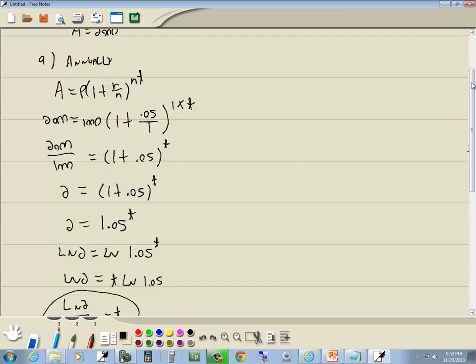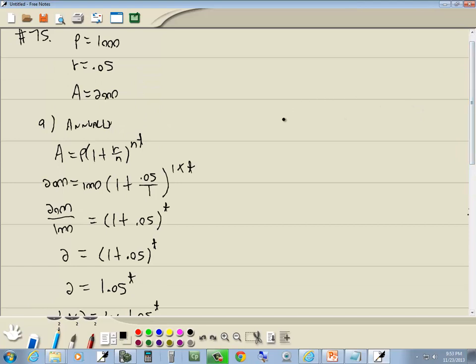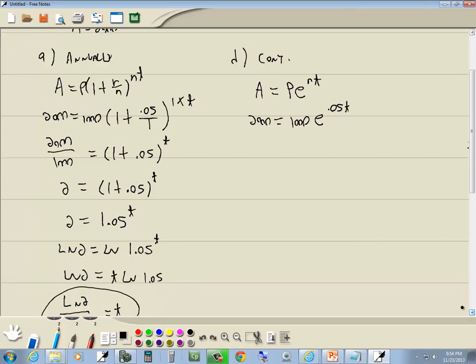Now I won't do the other ones there that say monthly and daily, but let's look at the continuous, because that one's different. The other ones are the same idea as this. So this is a PERT formula. Well, we're told that A is 2,000, P is 1,000, E to the R, which is 0.05 T. Again, I'll divide both sides by 1,000. So I got 2,000 over 1,000 is equal to E to the 0.05 T. So we've got 2 is equal to E to the 0.05 T.